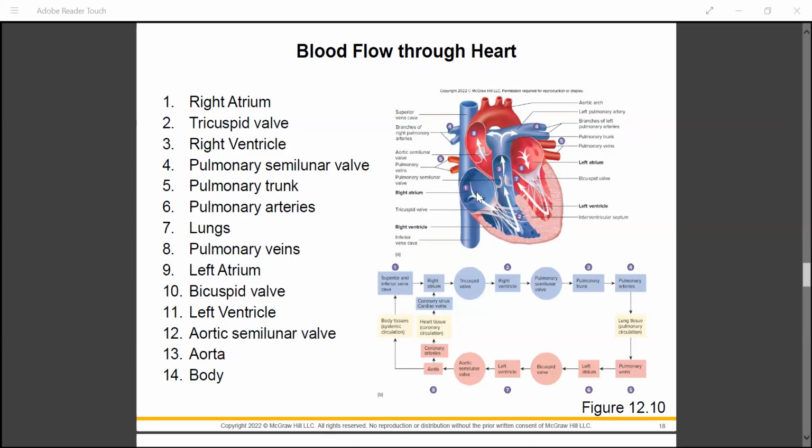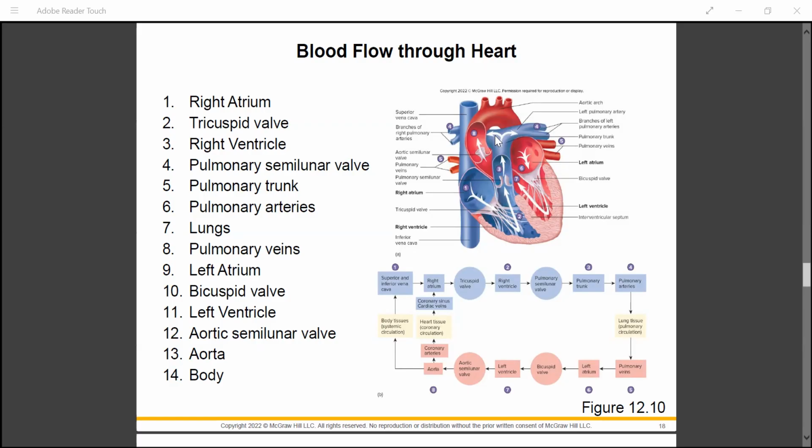So our right atrium is going to empty into our right ventricle. But to do that, it has to pass through our tricuspid valve. So the tricuspid valve will open and our atria will drain blood into the ventricle. Now we're in the right ventricle, and our right ventricle's job is to pump blood to the lungs. So when our right ventricle contracts, the pulmonary valve will open, the blood will travel up the pulmonary trunk and into the pulmonary arteries.